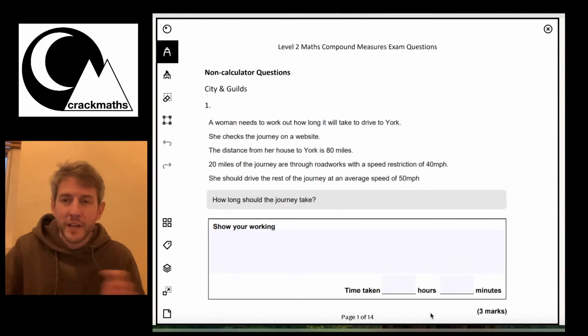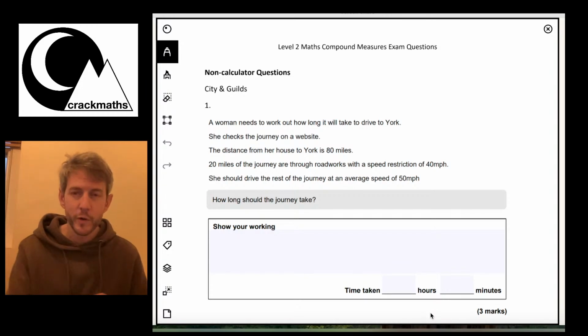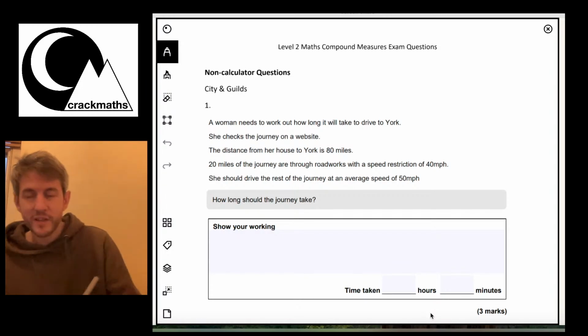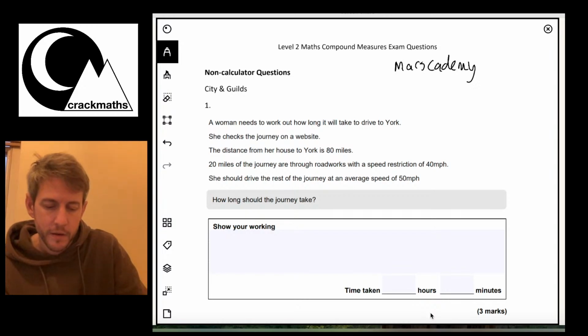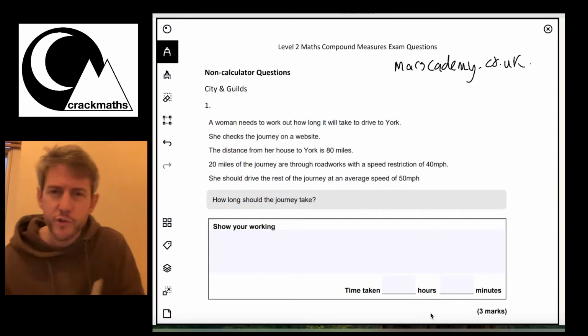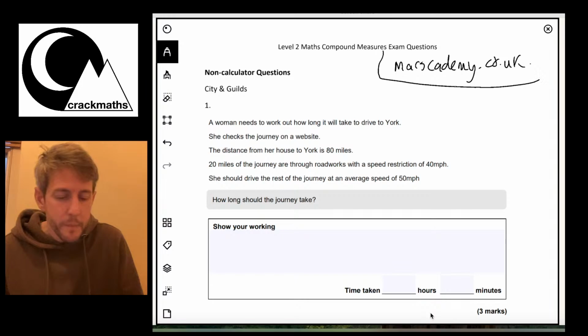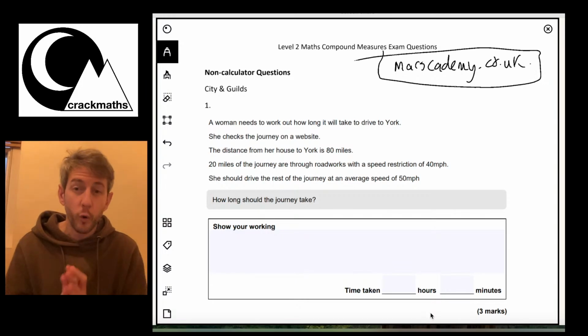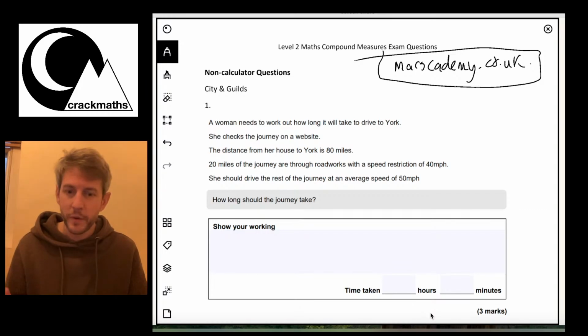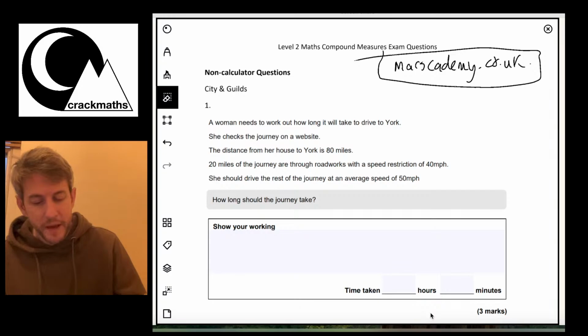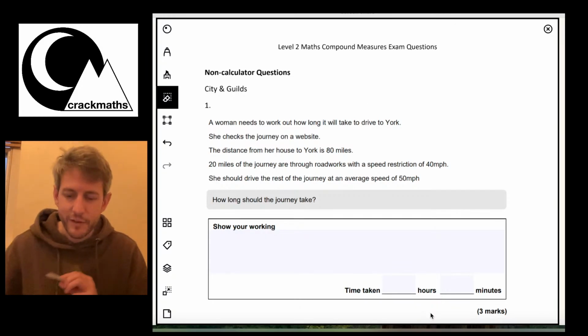I think I've mentioned these in some past tutorials, but I get these exam paper questions from a site called Mars Academy. I think it's .com or .co.uk, try both, it's one of the two. Somebody has put together all of these sheets, exam paper topic by topic, and they've done a brilliant job going through loads of past papers.